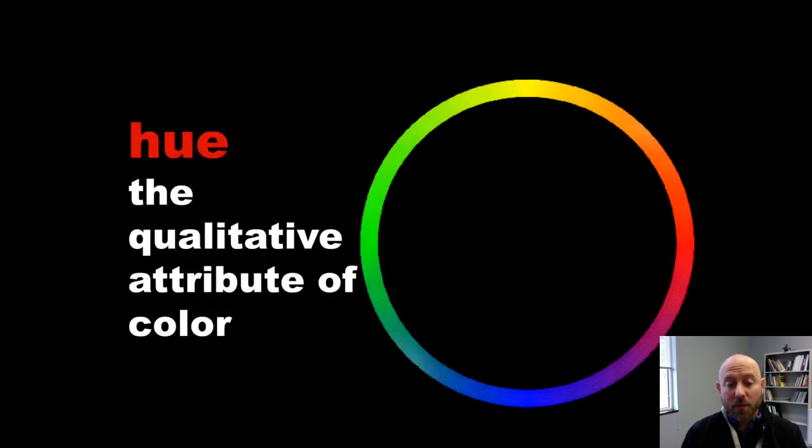Next one is hue, the qualitative attribute of a color. I've looked up hue in so many different web searches and dictionaries, and finding a really good definition of it is difficult. I've even seen the definition be the color of a color. But what it really means is, when we talk about that ROY G. BIV spectrum of color, where does it fall?